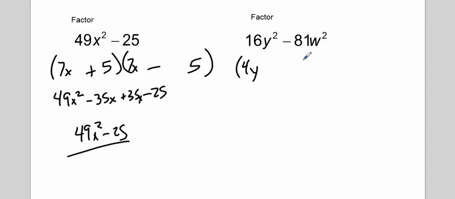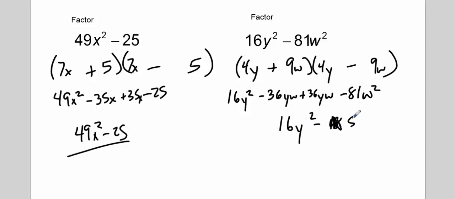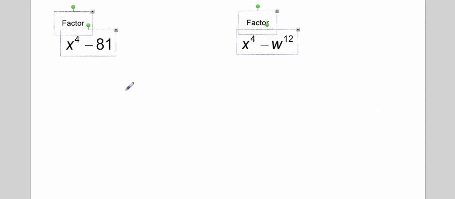This is 4y and 4y, 9 and 9, but I have a w at the end, so I'm going to say 9w and 9w. Plus and minus to multiply to the negative 81. There's 16 y squared minus 36 yw plus 36 yw minus 81 w squared, which gets me 16 y squared minus 81 w squared. Done.